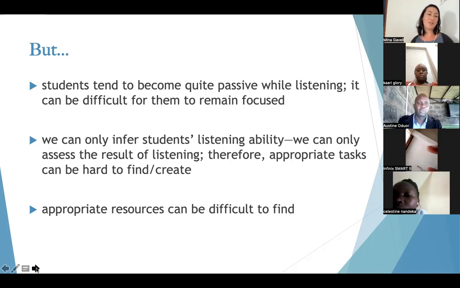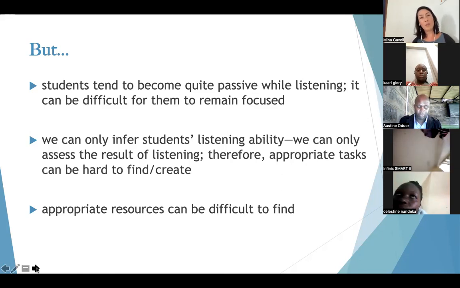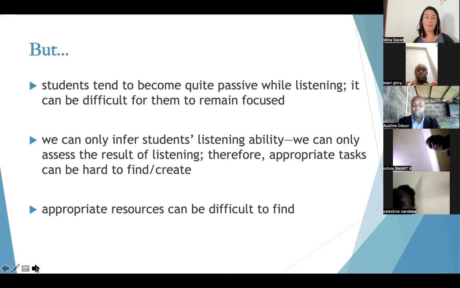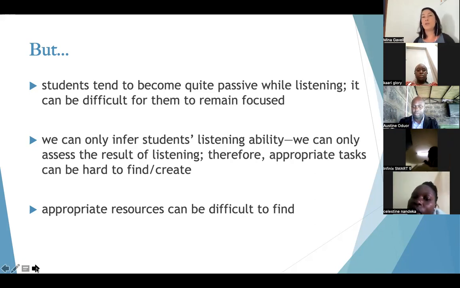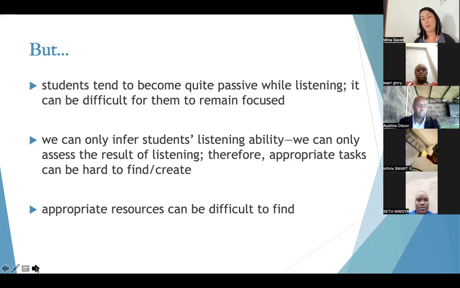And then finally, another challenge is it can be hard to find good resources. A lot of you mentioned having these stories in books, and that is valuable, but do think about your listening in life. In life, do you spend most of your time listening to stories, or are there other things that you listen to? And how can we replicate those situations so that your students are having authentic tasks and authentic materials for their listening, or as authentic as can be? And this can be really challenging.